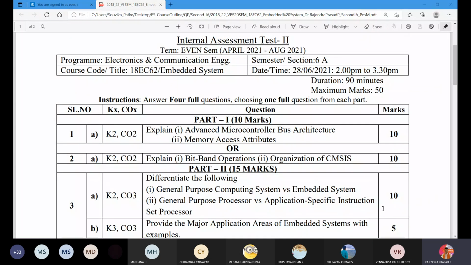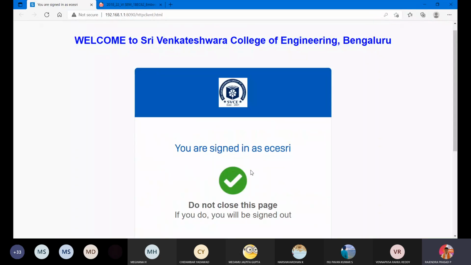Which are the outcomes you have learnt in this? I just removed it. I don't want you to see. What are the outcomes you learned in this second IA question paper? Can anyone tell? Don't read course outcome so and so. I want which outcome number.